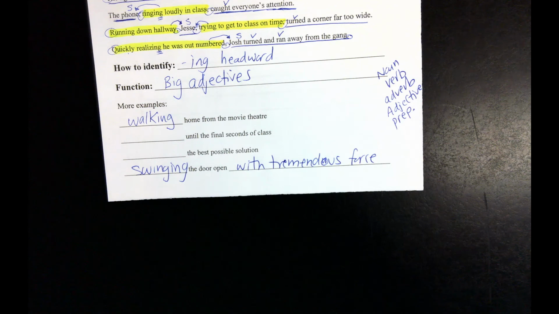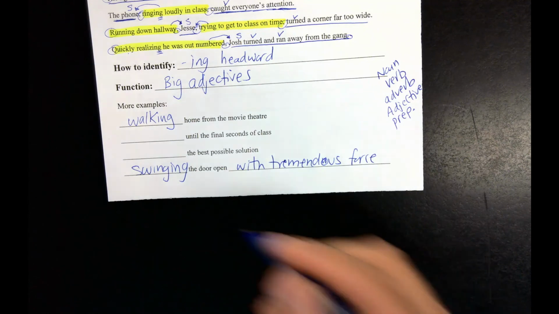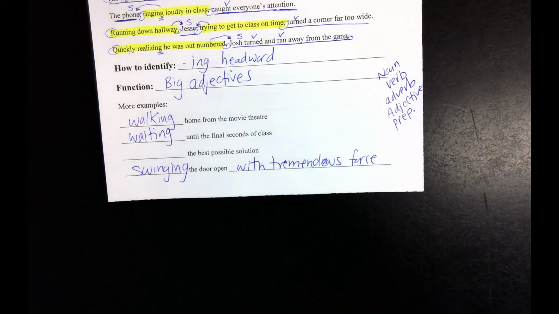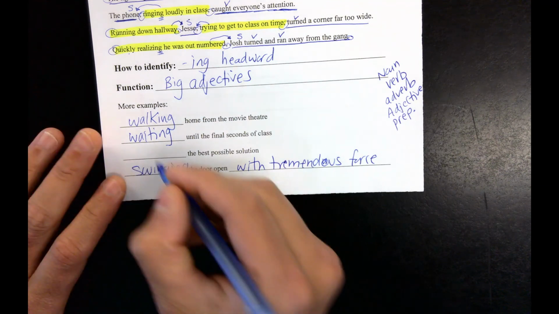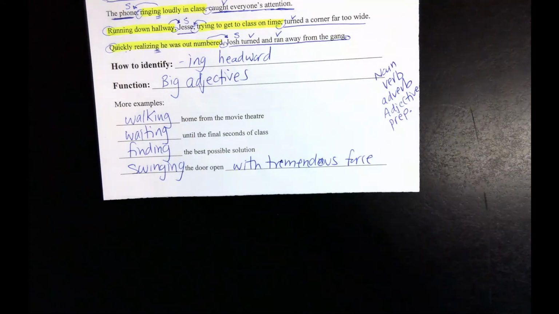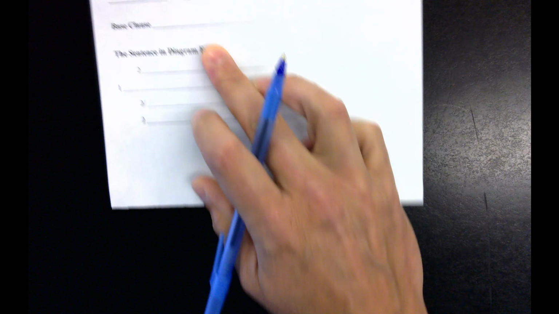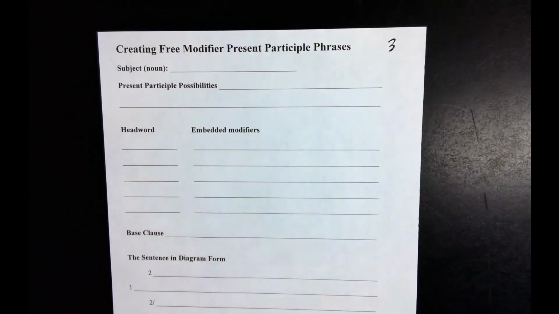Blanking until the final seconds of class. What could go there? Waiting. Hoping the best possible solution. Anybody think of anything else? Thinking the best possible solution. Maybe finding the best. I mean, these are all present participle phrases. You know that because of the ing head word at the beginning. All right, writing. In fact, this whole piece of paper is dedicated to a single sentence.